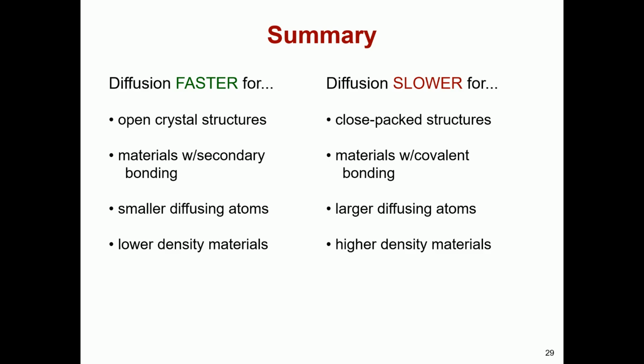Diffusion is slow for close-packed structures, with less space for atoms to move. Materials with covalent bonds, strong directional bonds, resist breaking. Larger diffusing atoms cannot fit through the space easily. Higher density material generates less free volume. Understanding these principles helps predict and control diffusion in material processing.